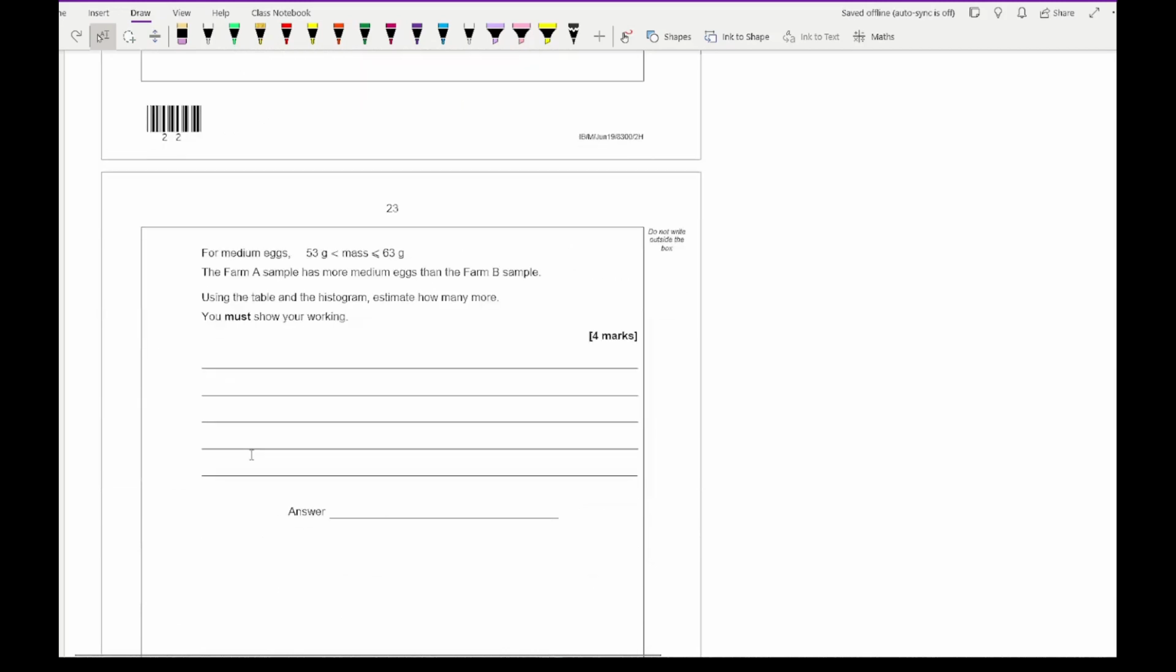So let's just start by writing that out. So farm A has 28 medium eggs. Actually, it's not 28, it is 27.